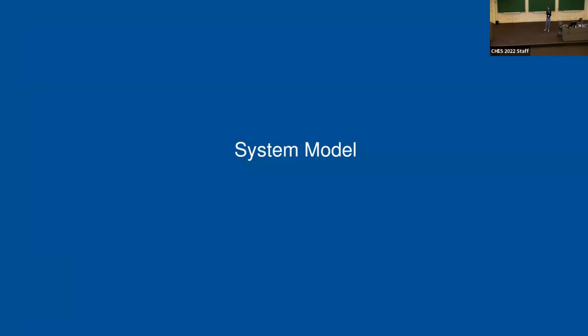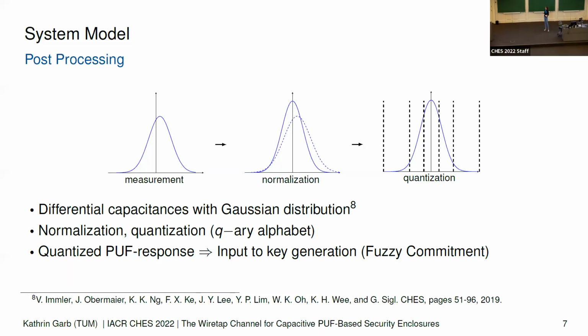All right, so let's now first take a look at the system model. You cannot take a look at that without considering the post-processing. So here you have the following steps. You start with measuring the PUF response. And then you perform the first post-processing step, which we will refer to as normalization.